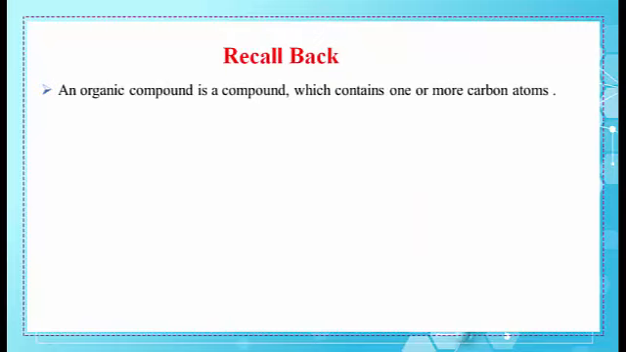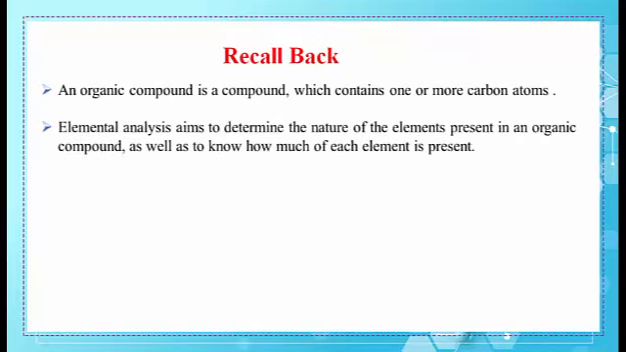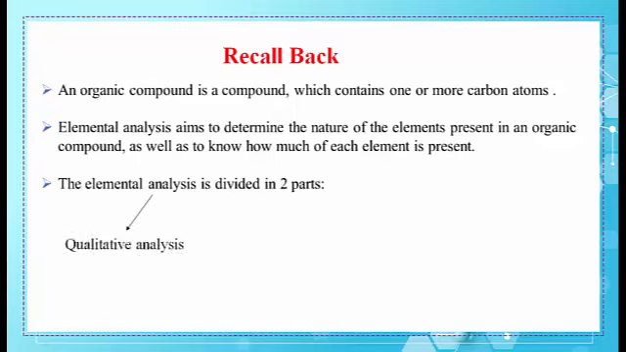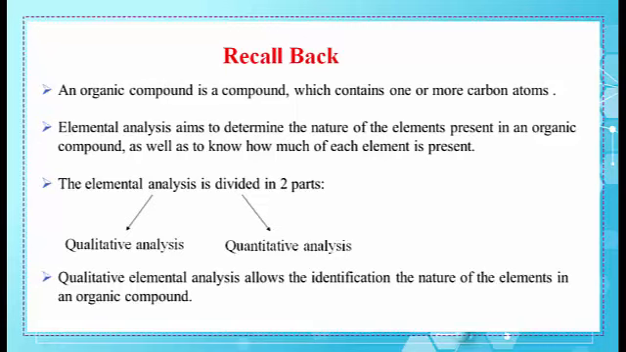Let's recall that an organic compound is a compound which contains one or more carbon atoms. Elemental analysis aims to determine the nature of the elements present in an organic compound as well as to know how much of each element is present. The elemental analysis is divided in two parts. The first part is qualitative elemental analysis, which we talked about, and the second part is quantitative analysis, which we are going to talk about in this video.